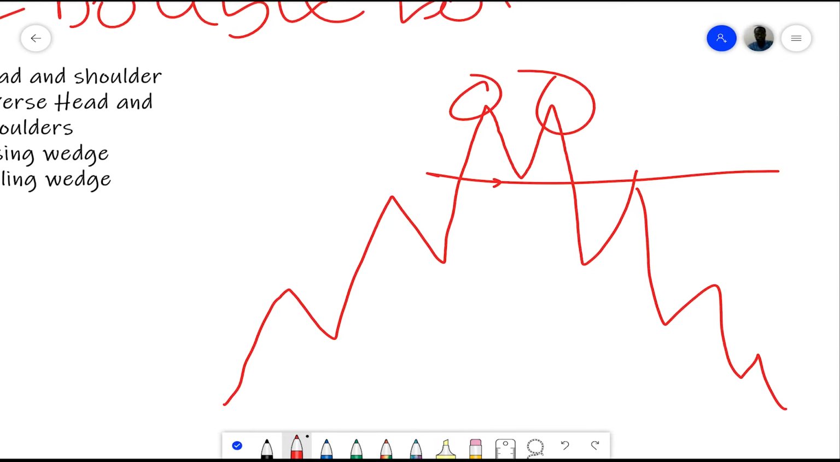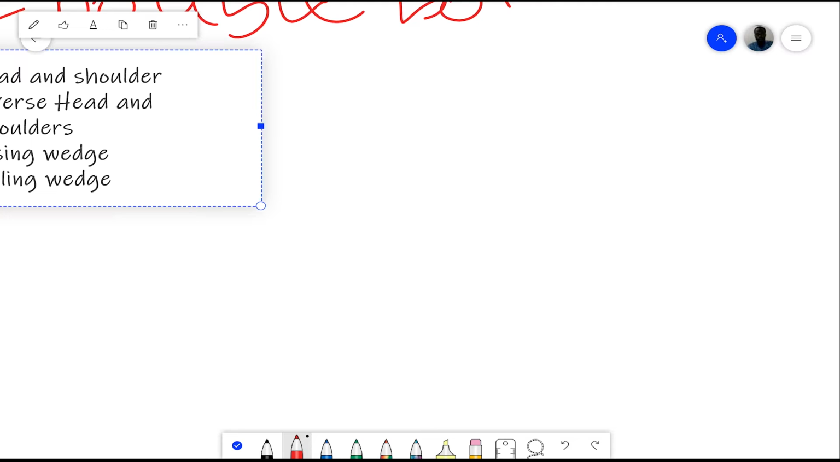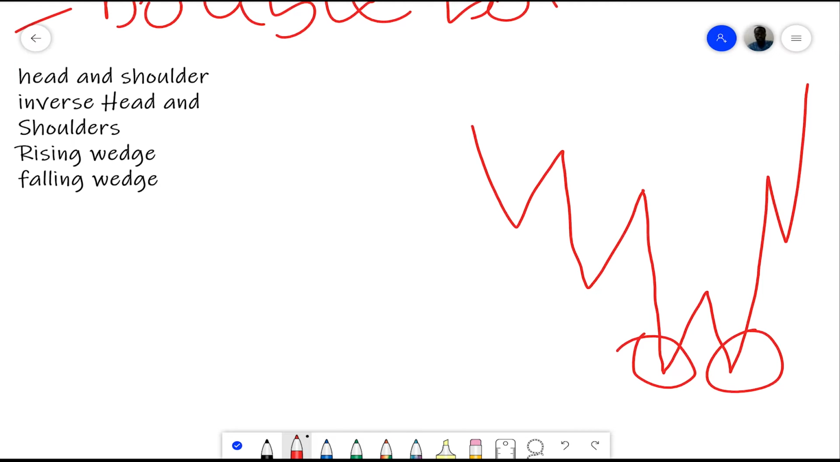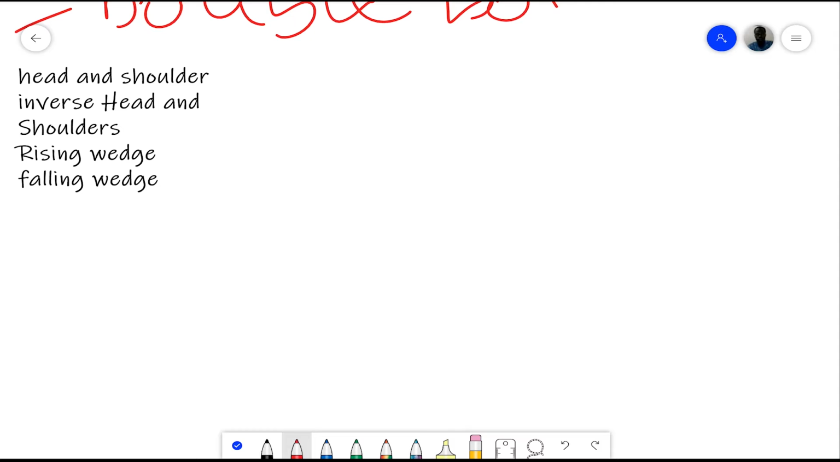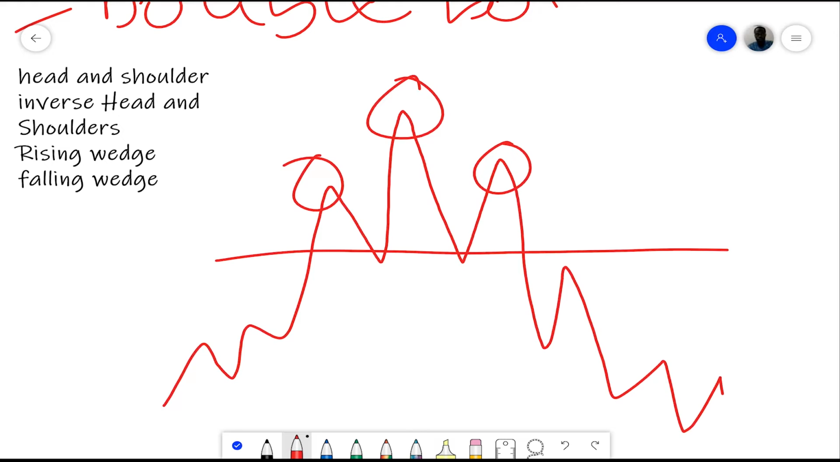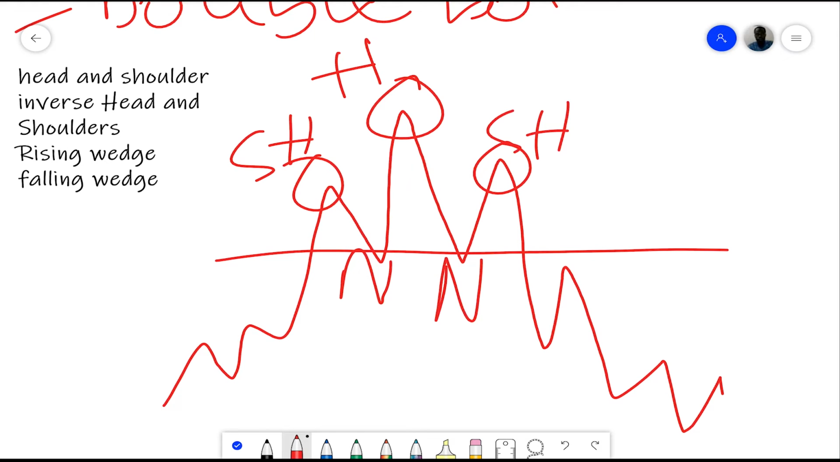Basically, I'll talk about this. So, number one, you have the double top. Then you have the double bottom. We have the head and shoulders pattern, also the inverse head and shoulders pattern. We have the rising wedge and the falling wedge. So, I will talk about these patterns.